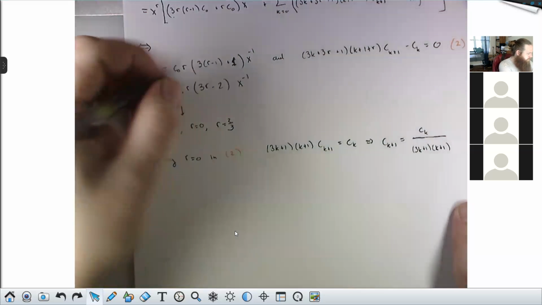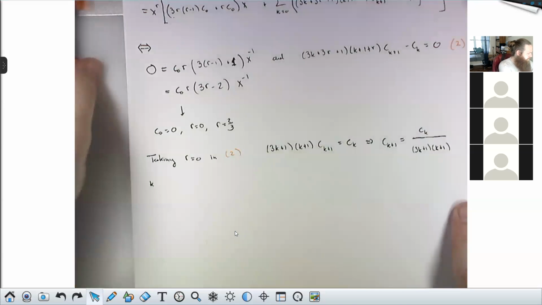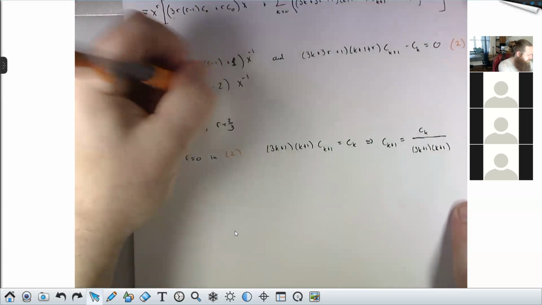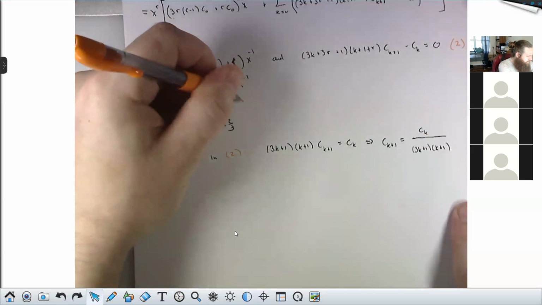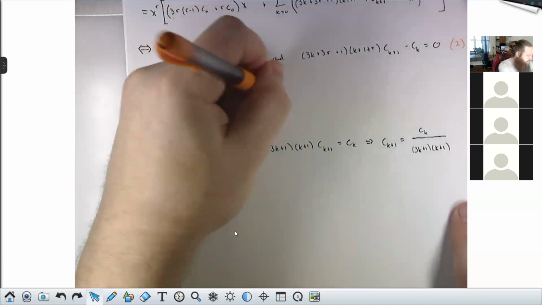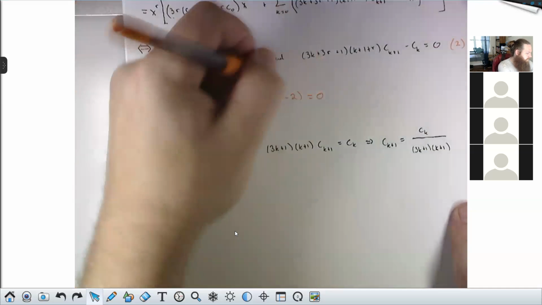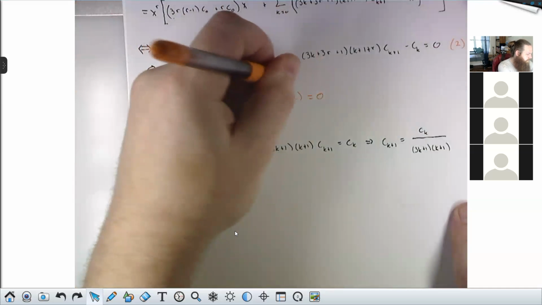This, by the way, from here, what we said is that r times 3r minus 2 is equal to 0. This is called the indicial equation.